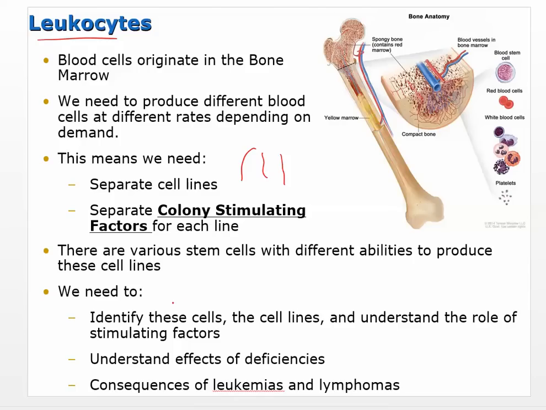Okay, so there are various stem cells with different abilities to produce these lines that we'll look at in the next slide. And so what we're going to try to do is identify the cells and the cell lines, and then understand the role of these stimulating factors. We also want to understand what's going on with deficiencies, and then finally we'll start talking about leukemias and lymphomas.